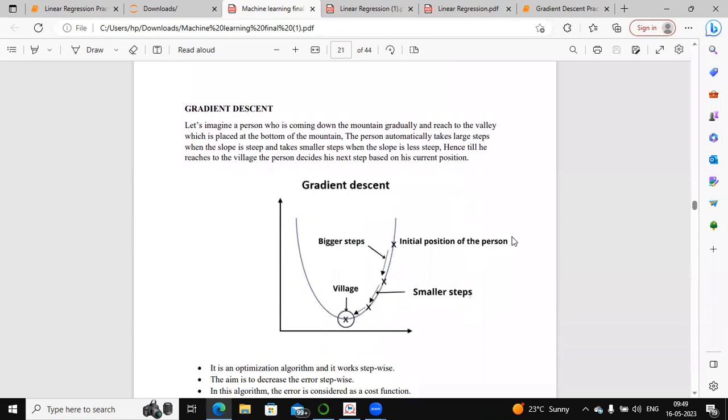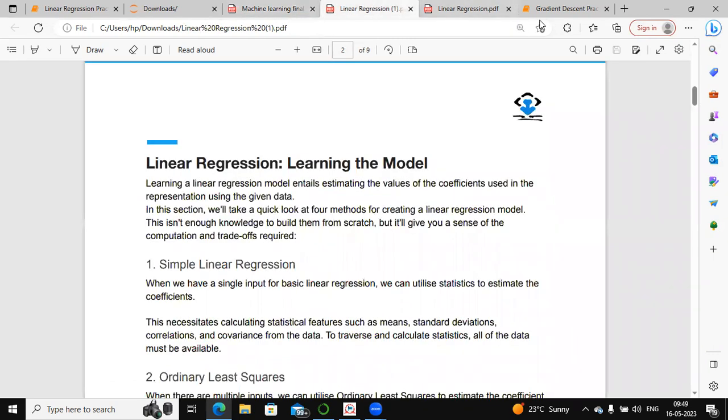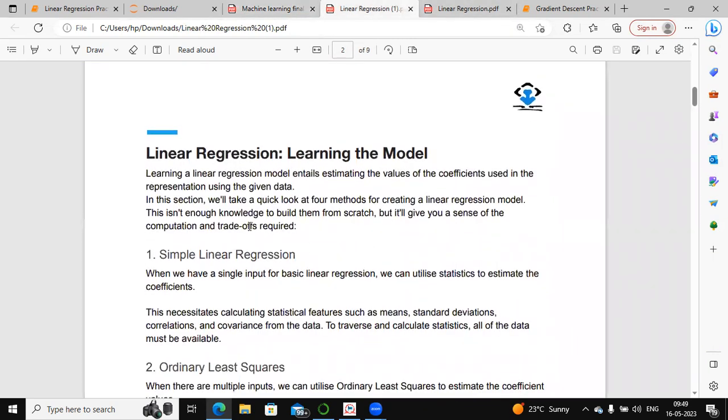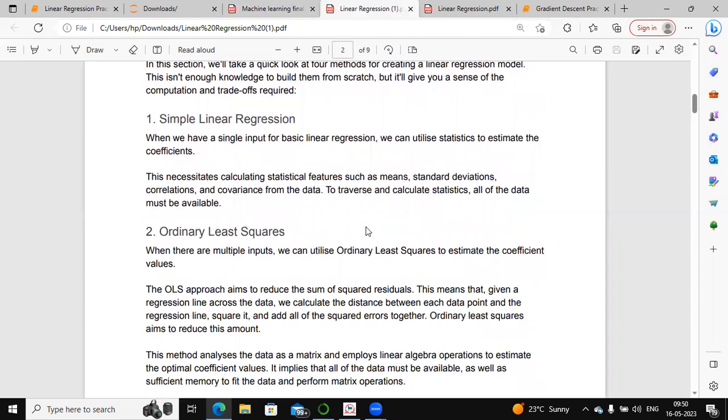So before coming to gradient descent, let me teach you this over here. Learning a linear regression model entails estimating the values of the coefficients used in the representation using the given data. In this section, we will take a quick look at four methods for creating a linear regression model. This isn't enough knowledge to build them from scratch, but it will give you a sense of the computation involved. So let's come to simple linear regression.